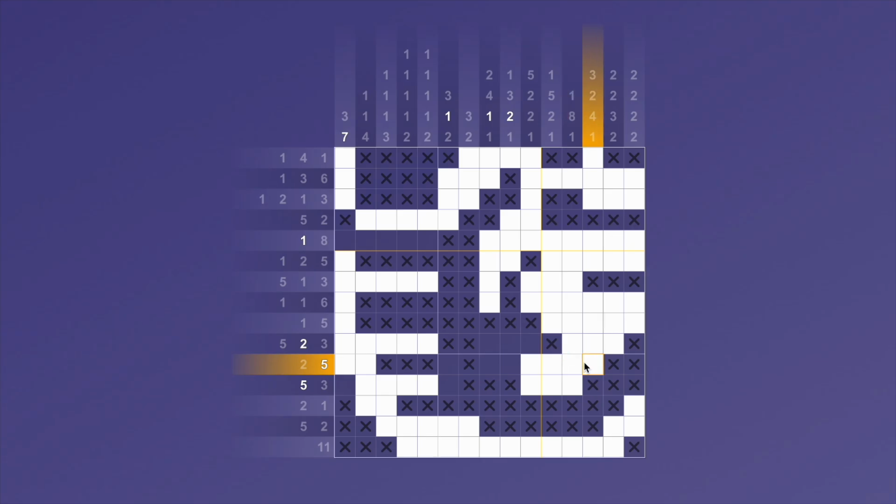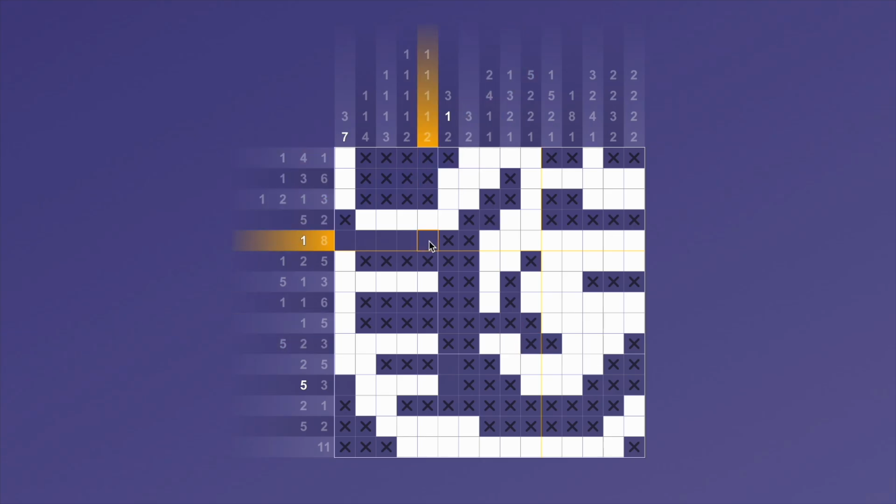This row ends in 5. 1, 2, 3, 4, 5, and an x. This column has a 1, so it has to be right here. And then this row, that's part of a 2, so 1, 2. And let's see where we're at.